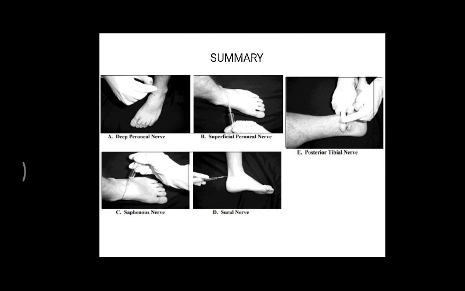So here is the final summary. The deep peroneal nerve block, the superficial peroneal nerve block, the saphenous nerve block, the sural nerve block, and the posterior tibial nerve block.